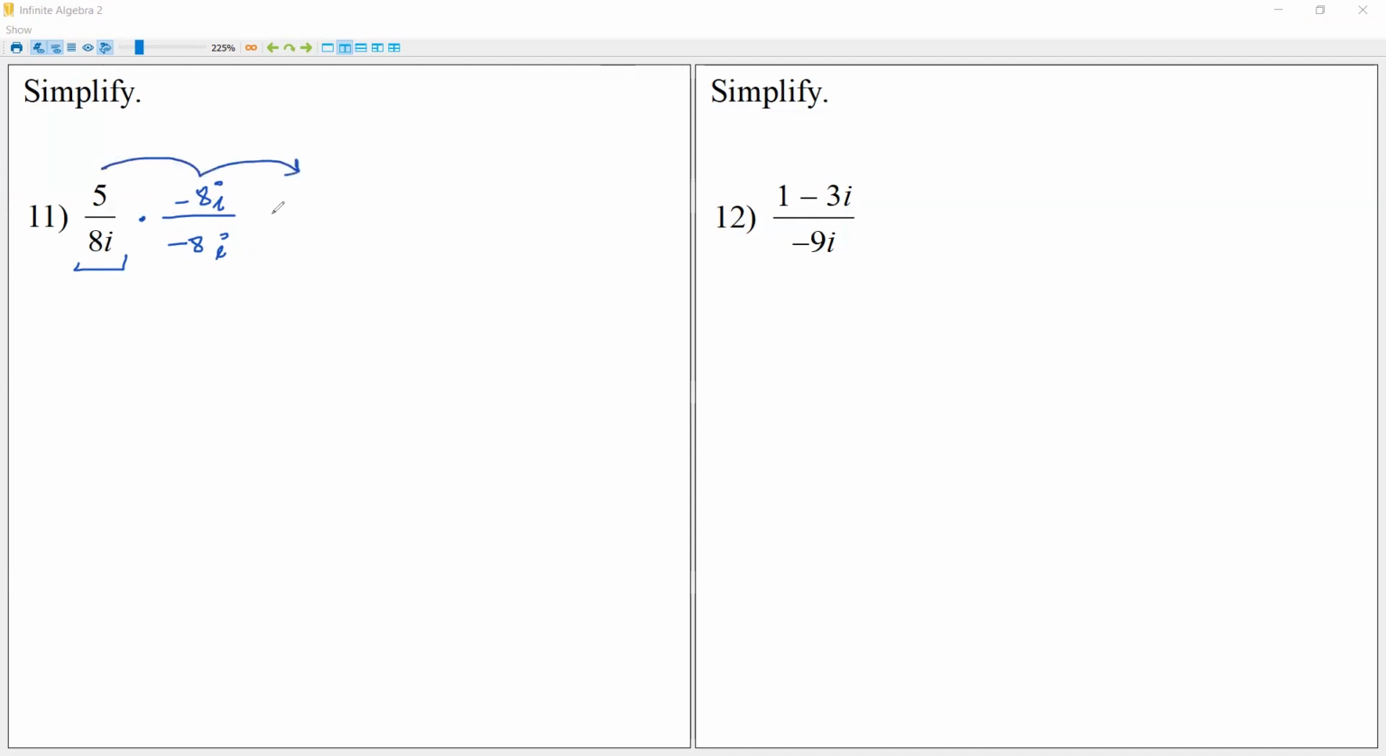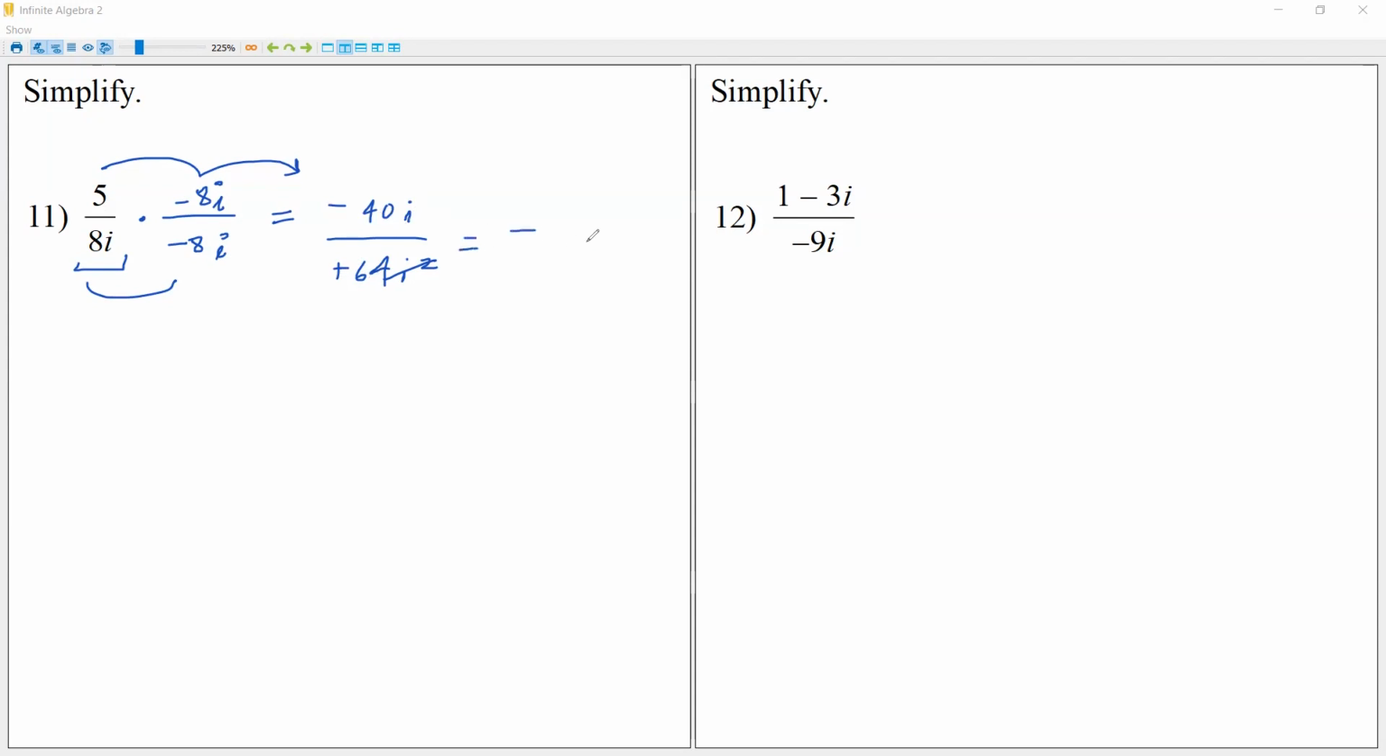So we multiply across the top, and 5 times negative 8 is negative 40, and that has an i on it. And then 8 times negative 8 is negative 64. i times i is i squared. And anytime you write i squared, you mark it out and you change the sign of the number in front of it. So we now have a negative 40i over a positive 64.